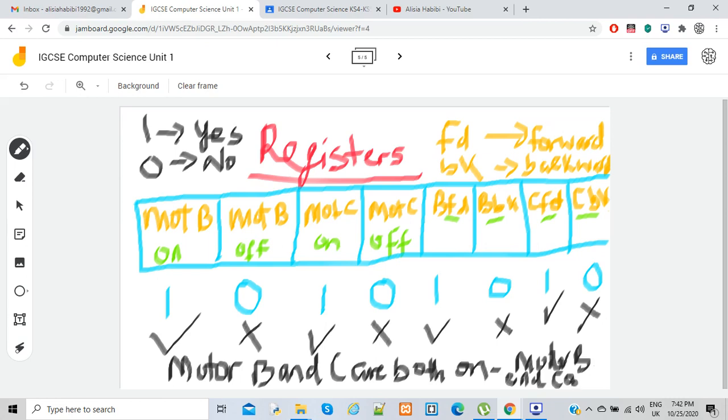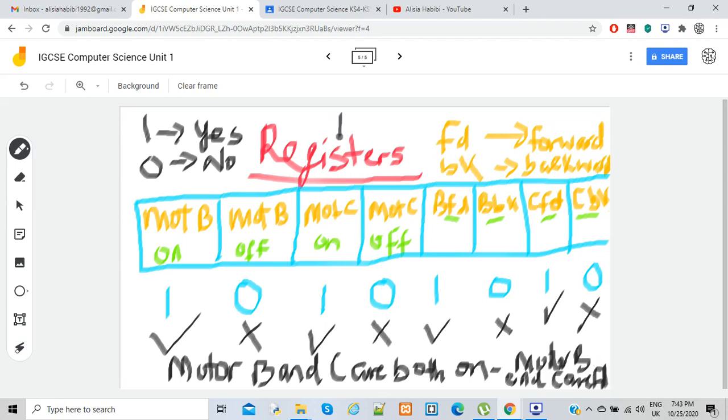are forward. So I'm just going to write FD, which would mean forward. So motor B and C are both on, and motor B and C are forward. So basically, they're moving forward, sorry. So basically, that's the instruction that the vacuum cleaner is going to understand.